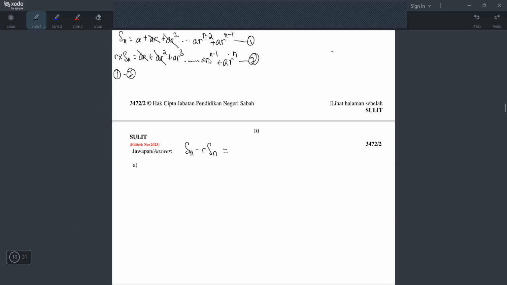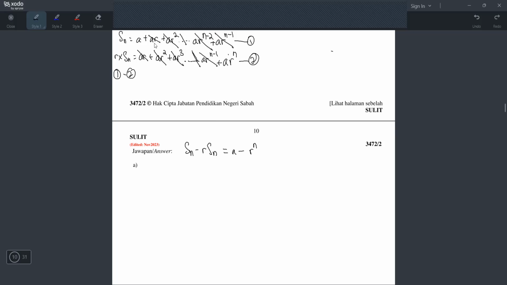And then AR power n minus 1 and AR power n minus 1 cancel. And guess what? The AR power n minus 2 also will get cancelled with the term before this, right? And then AR power 3 will also cancel. It means every term in between will cancel each other, right? And then you will be left with A and AR power n, so you're left with A minus AR power n.